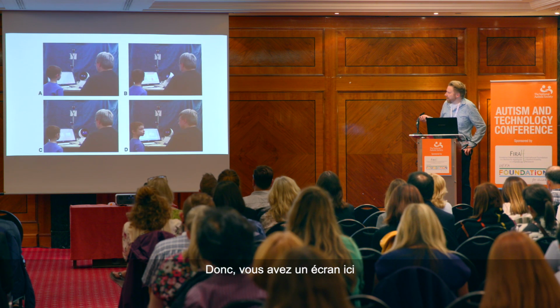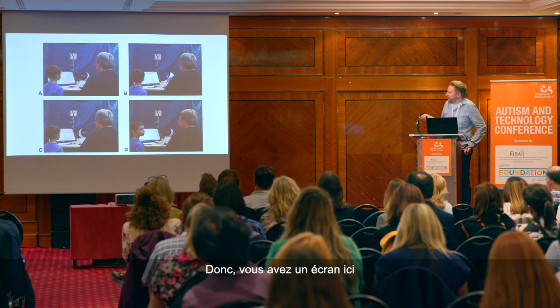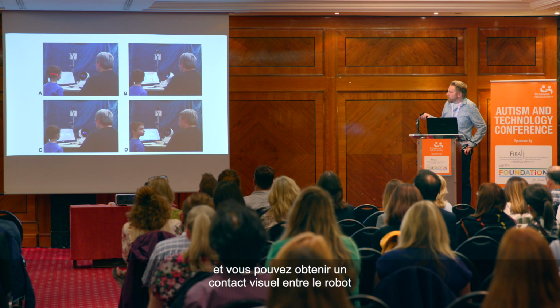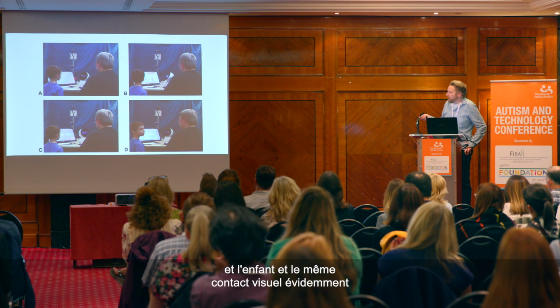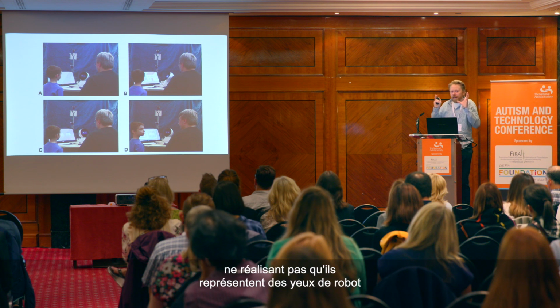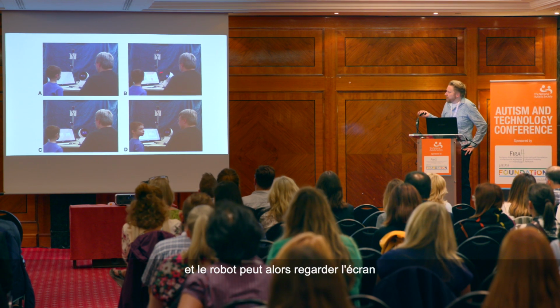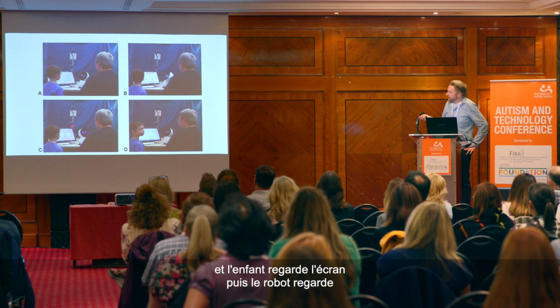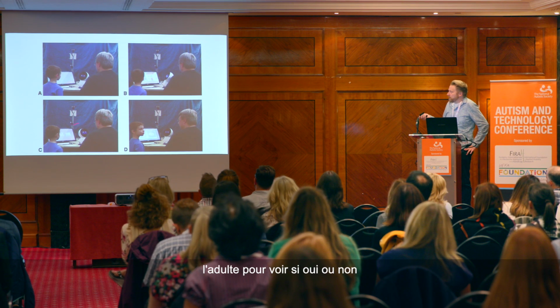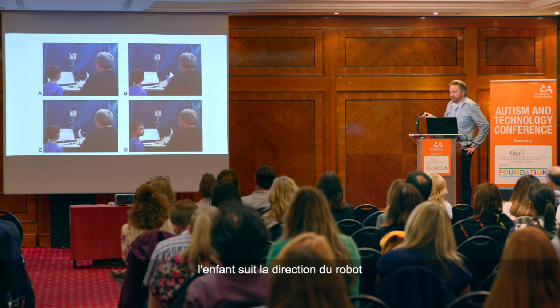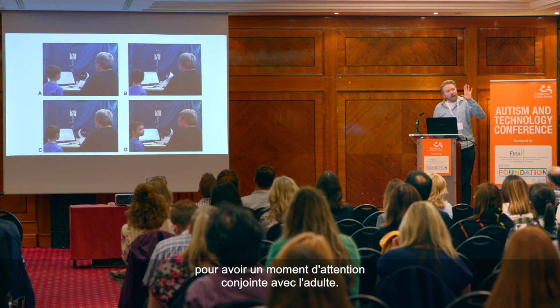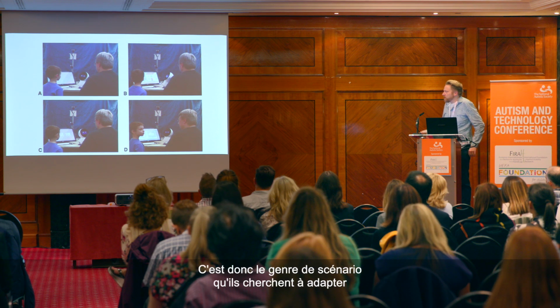So this schematic of it, you have the screen here, and then maybe you can get the robot to make eye contact with the child. And I say eye contact, obviously not real eyes, but they're representing robot-like eyes. And the robot can then look at the screen, and the child looks at the screen, and then the robot looks at the adult to see whether or not the child then follows the robot's lead to have a joint attention moment with the adult. So that's the kind of scenario that they're looking to adapt.